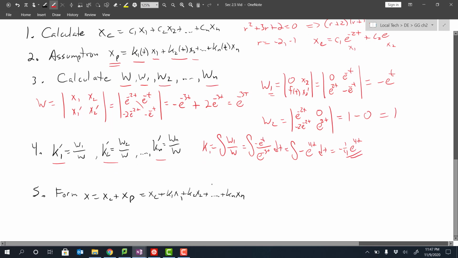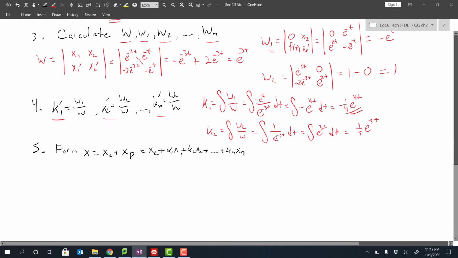What about K2? Well, I have my formula, so this will be the integral of W2 over W. So in this case, I have the integral of 1 divided by e to the negative 3t, which means I'm basically integrating e to the 3t, which should leave me the result of 1/3 e to the 3t. Now I basically have all the pieces that I need here. So I can jump right to forming my general solution.